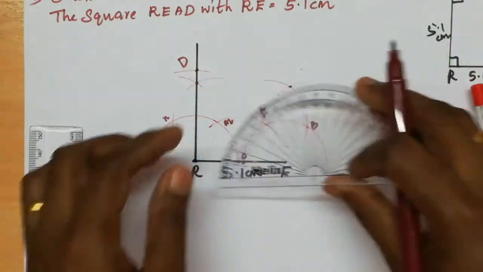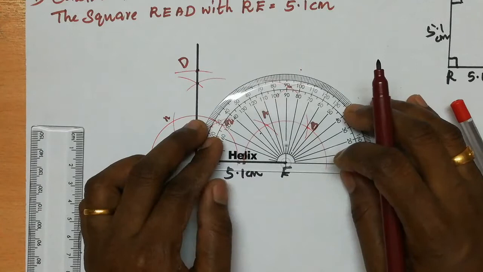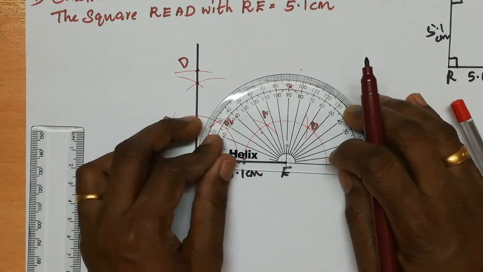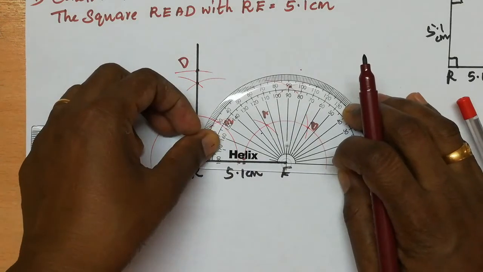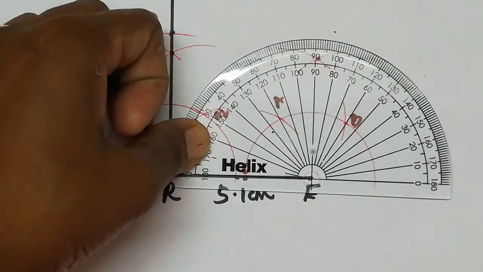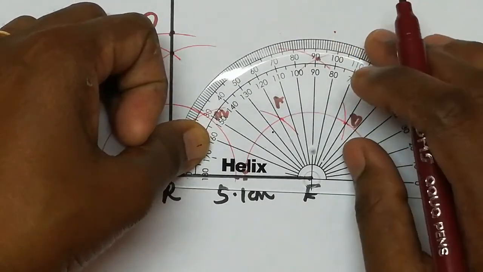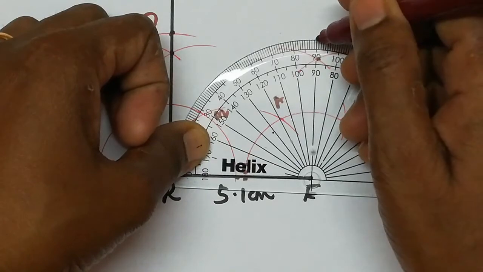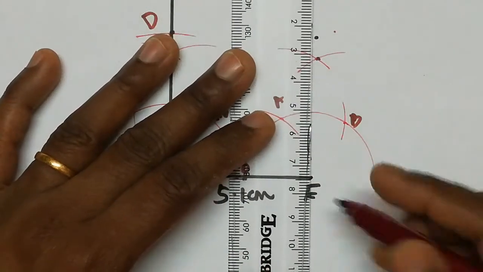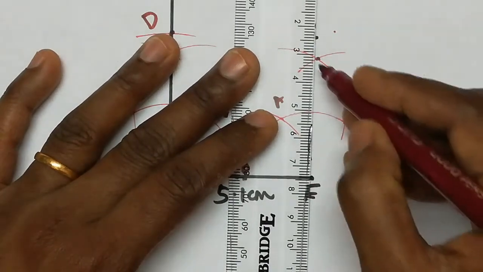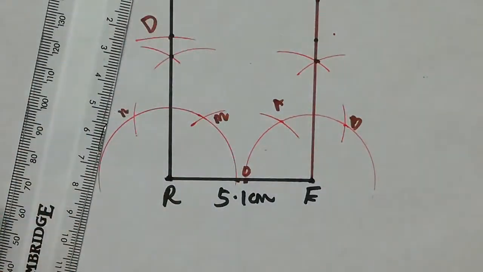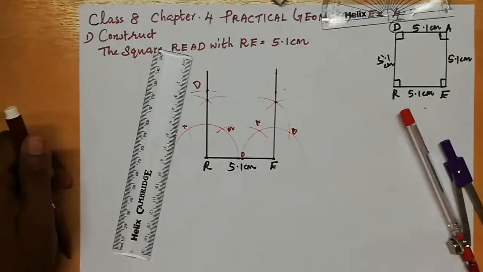We can check it. Is it 90 degree or what? Yes. Look at here. Exactly, it is 90 degree. Okay. Now we can mark it here and join. From E through this point we can mark and join. Okay, clear? Now look at the rough figure.